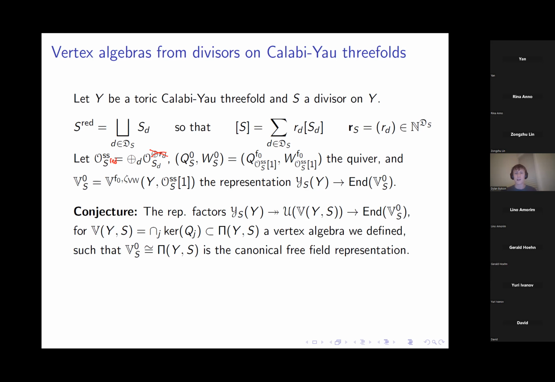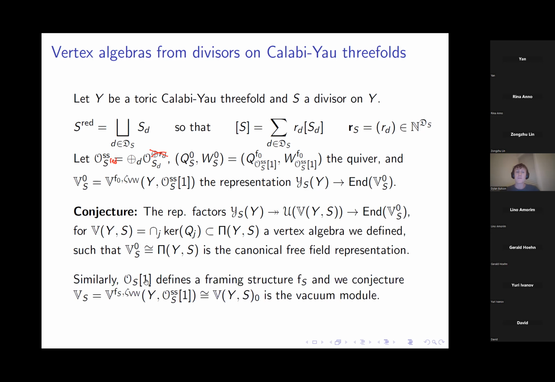requiring that the underlying iterated extension of these structure sheaves of copies of S, or structure sheaves of the reduced irreducible components of S, is just the direct sum of those. So that object should correspond to the free field representation.